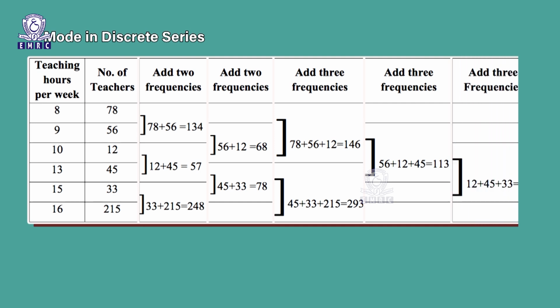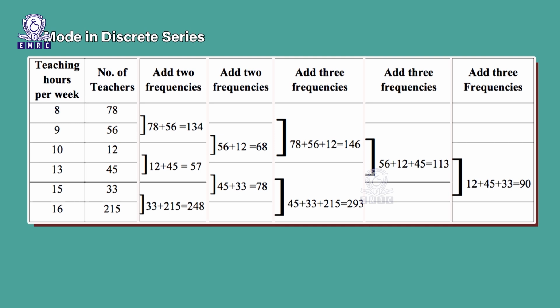In the seventh row, we are going to omit the first two frequencies, that is 78 and 56, and we are going to add the next three, that is 12 plus 45 plus 33 is equal to 90.